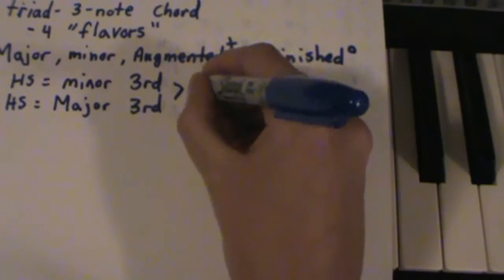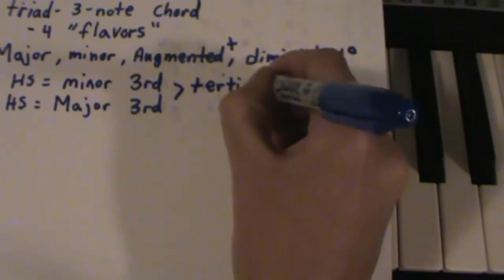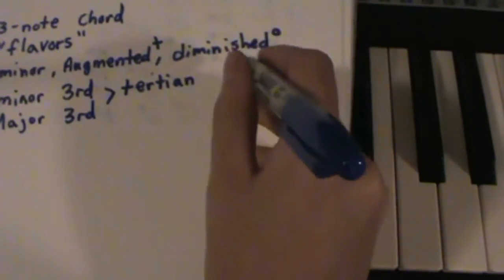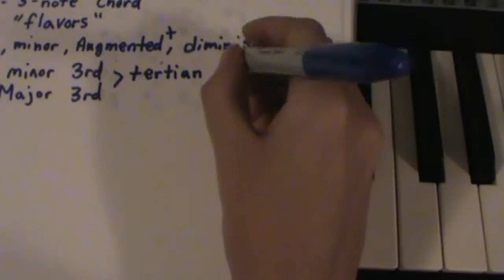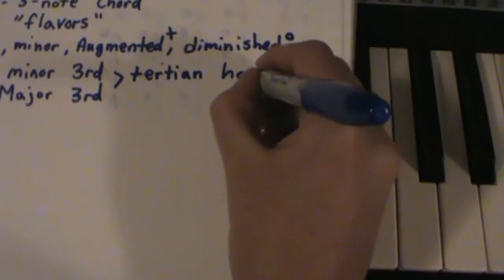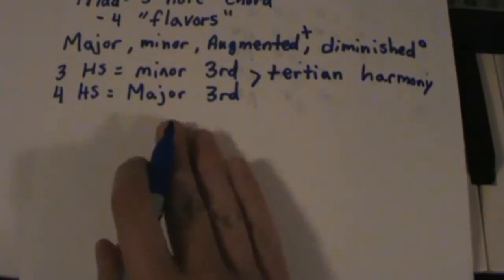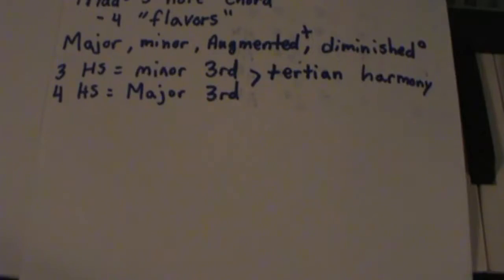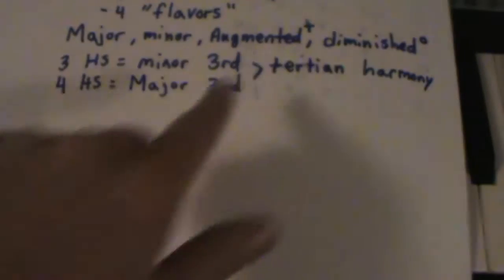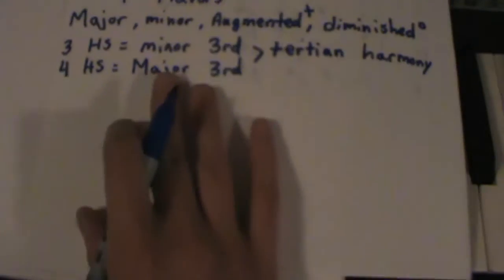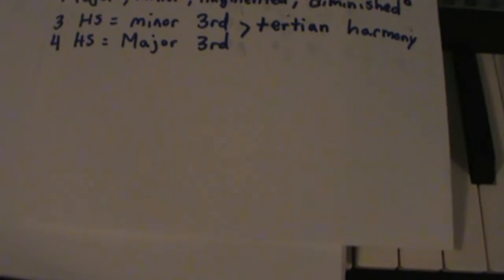Tertian. Tertian harmony. There's your $3 word. Harmony. Tertian harmony. Using thirds. You stack the chord, you stack the thirds to get these different flavors. So, here's a super easy chart. I'm going to actually just have you write it down first, and then you can put it up on your music stand, and as I'm going over this, it'll all make sense.